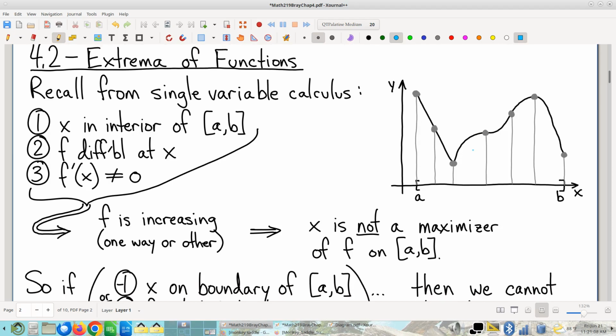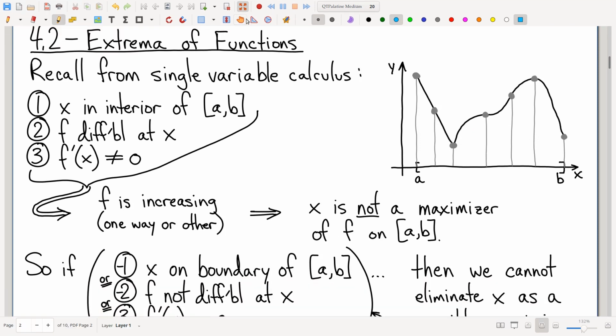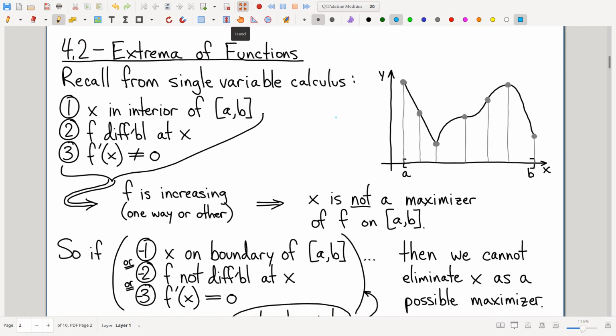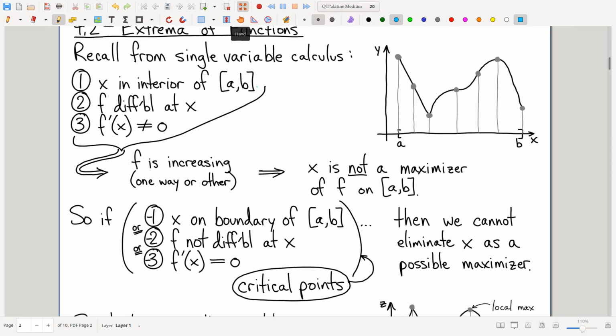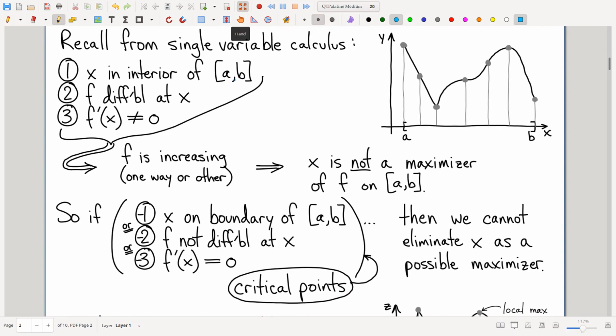I'm going to start with a flashback to single variable calculus. I hope this looks familiar. So here's a single variable function, and I've deliberately drawn a carefully constructed graph here of a single variable function. I don't want to get bogged down in the algebra, so I'm not going to write down the formula or anything like that. But notice it's got a little bit of everything. It's got some sort of level spots, and it's got a point where it's not differentiable, and etc.